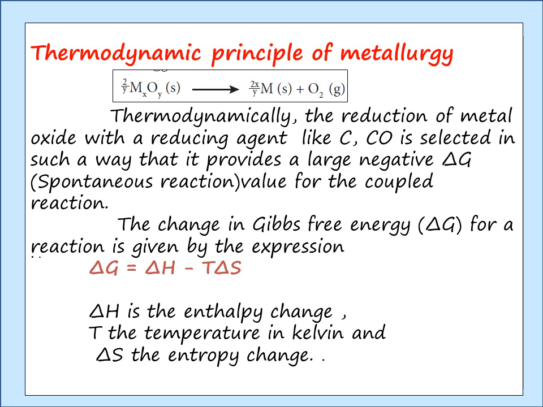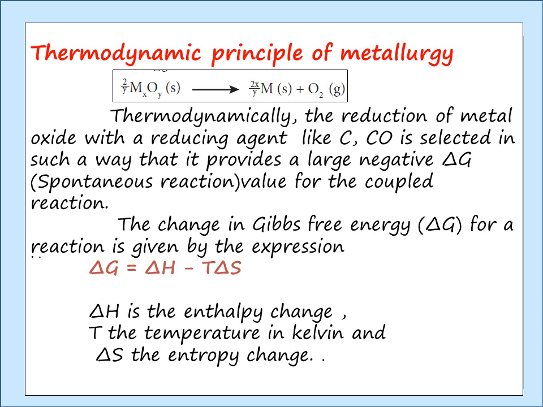The choice of reducing agent depends on the value of delta G. For a particular reaction of converting a metal oxide to metal using a reducing agent, we will calculate the delta G value. Suppose that delta G value is minus 55. Now I am changing the reducing agent. Now I am converting the metal oxide to metal. Again I am calculating delta G value.